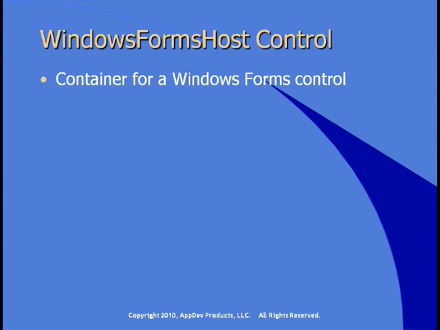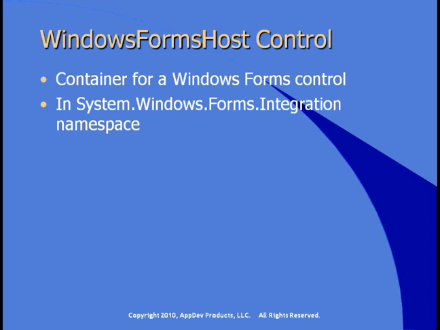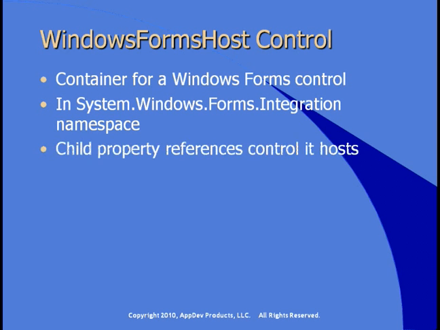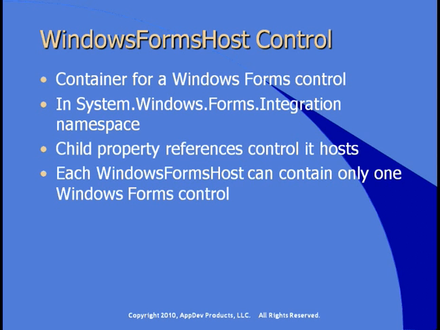This control is a container for a Windows Forms control. It's in the system.windows.forms.integration namespace. If you want programmatic access to the control that's being hosted, you can call the Child property. The Child property of the Windows Forms host control references the Windows Forms control being hosted. Each Windows Forms host control can contain only one Windows Forms control. So if you want a masked text box and 3 user controls, you'll need 4 instances of the Windows Forms host control.